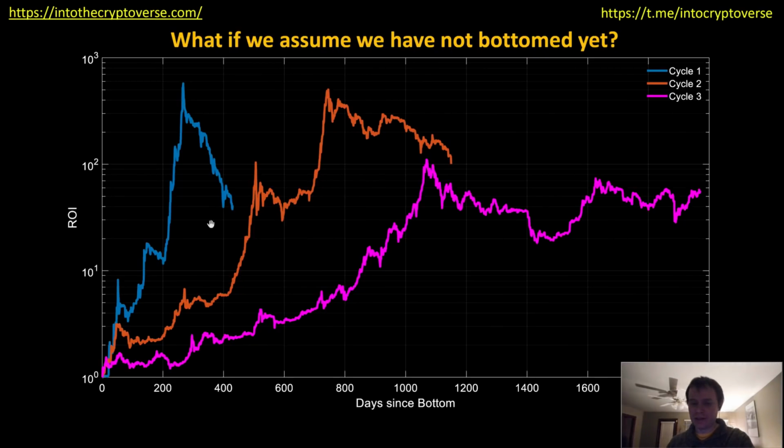So this is just another way to look at the data. This is assuming that we have not bottomed yet. Well, if we haven't bottomed yet, and we haven't even started the fourth cycle in terms of building off the bottom, then it would certainly put the next speculative peak many years off in the distance. So this is a potential, and it's a possibility. Do I think it's likely? I don't, but you need to be aware that that is a possibility that could happen.